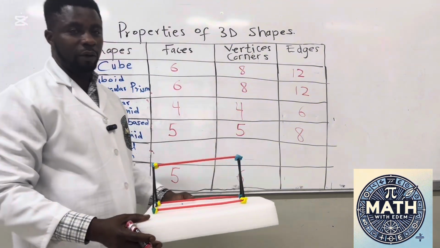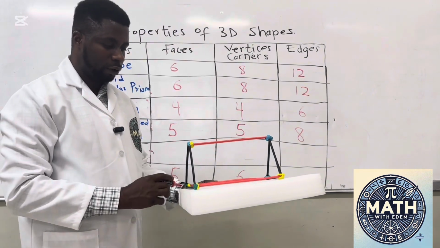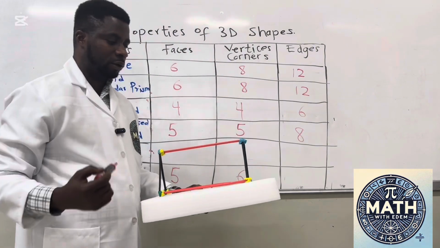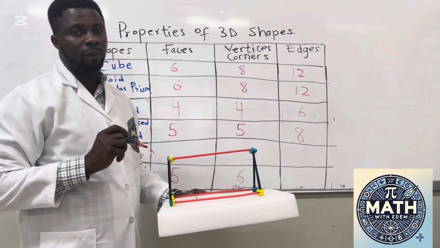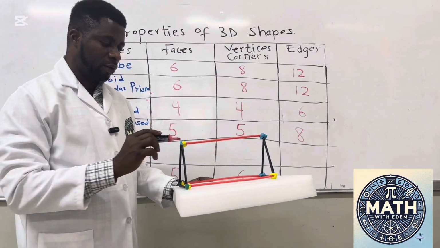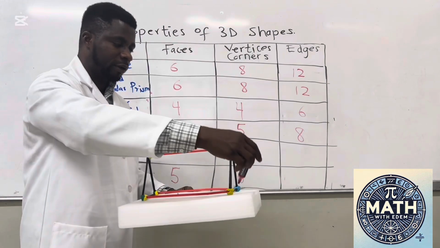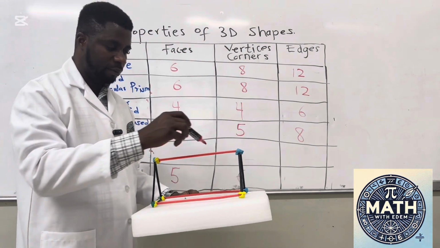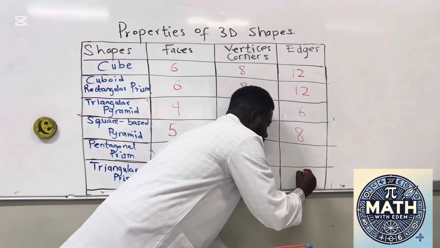Now let's count the edges. I'm going to start from here. We have 1, 2, 3, 4, 5, 6, 7, 8, and 9. I'm going to count again. 1, 2, 3, 4, 5, 6, 7, 8, and 9. So it has 9 edges.